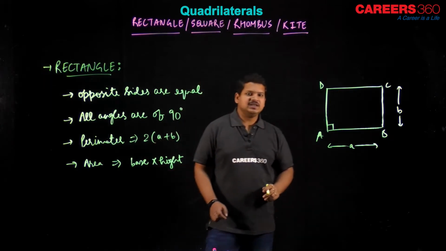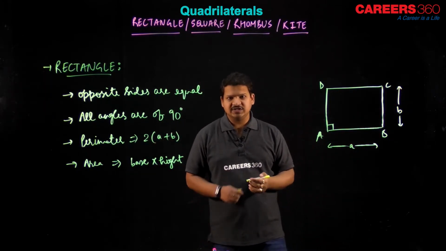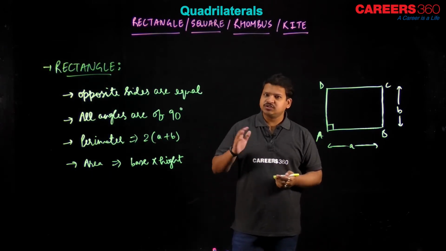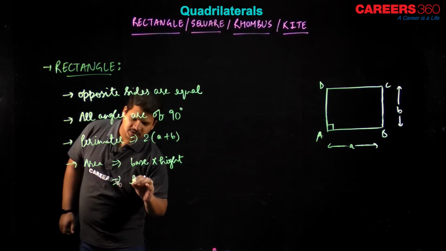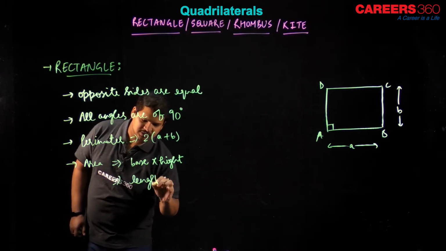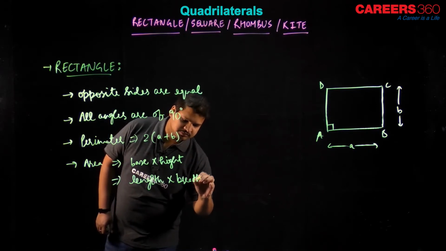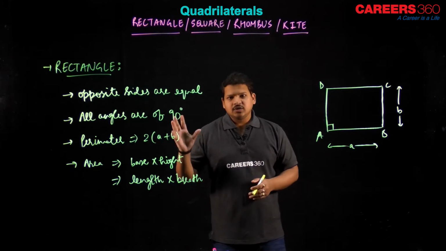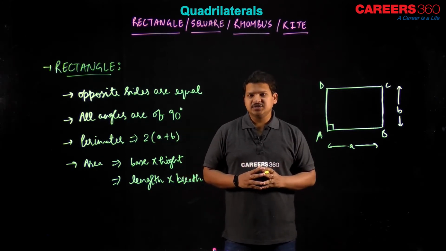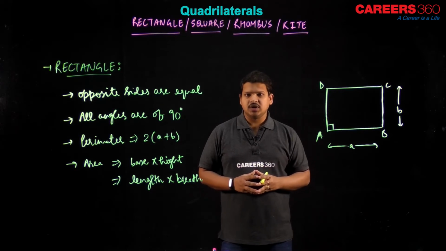Right. That is the length into breadth, that also we can say. In a rectangle, generally we use the terms length and breadth. So, area would be what? Length into breadth. I hope it is clear to you. So, that was the intro of rectangle. I hope it is making sense to you. Let's proceed to the next type of quadrilateral.